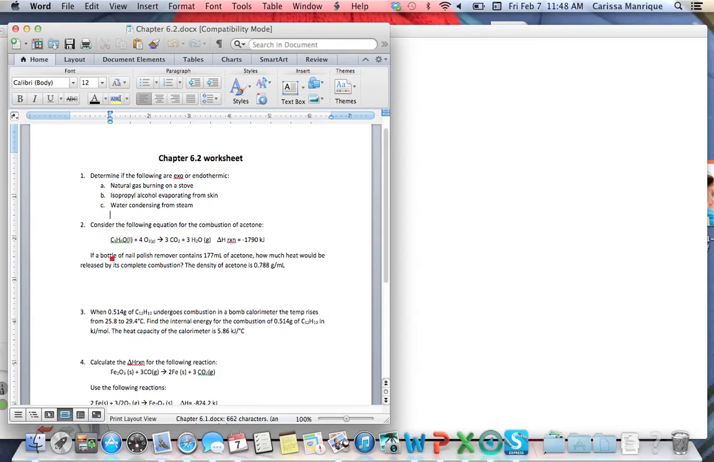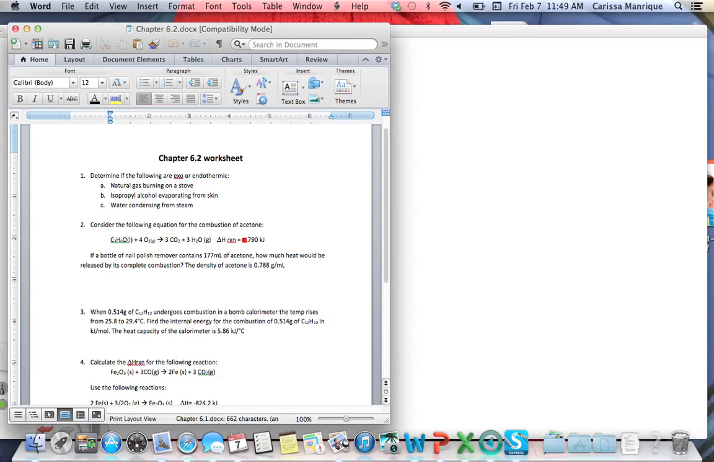Okay, so if you have a bottle of nail polish, which contains 177 milliliters of acetone, how much heat would be released by its complete combustion? The density of acetone is 0.788 grams per milliliter. Okay, so the density is important. What we're looking at here is if we have 1 mole of acetone, this is how much energy is going to be released. But we don't want to just look at 1 mole, we want to look at 177 milliliters. So how much energy will be released from here?